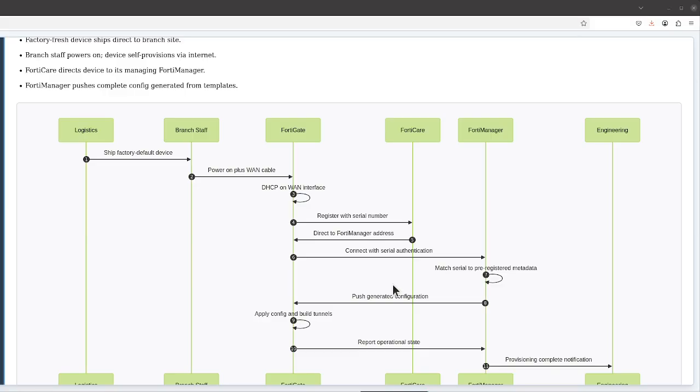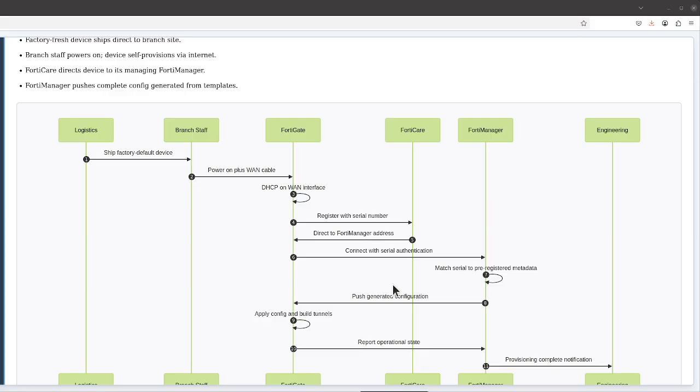The device presents its serial number, which was registered by the logistics team or by the purchase process when the device was ordered. FortiCare authenticates the device and replies with the address of the FortiManager or FortiCloud instance that is designated to manage this device. The FortiGate then connects to the designated FortiManager over TCP port 541, presenting its serial number for authentication.